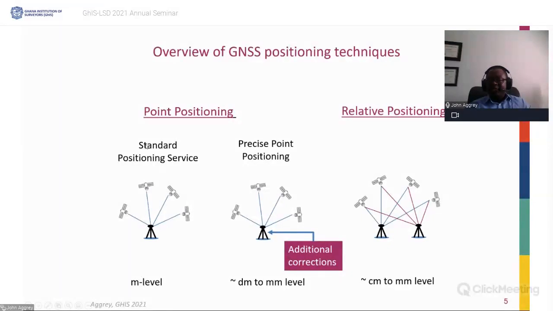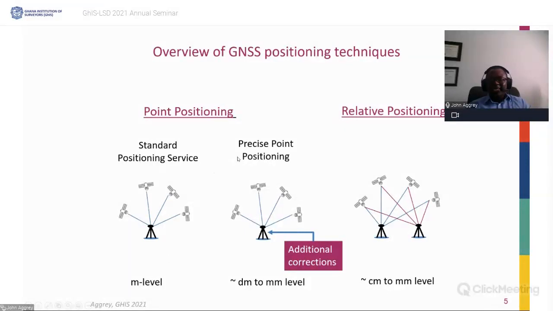And we call that kind of positioning technique the standard positioning technique. So in this case, take a receiver, go to the field, put it on the ground, and then just wait for some time. But you will not get great accuracy. You get only a meter level of accuracy.